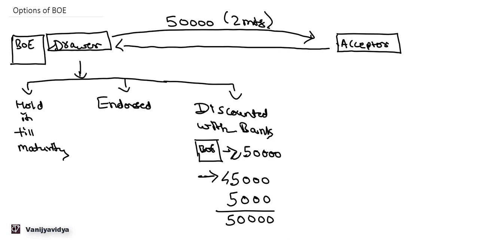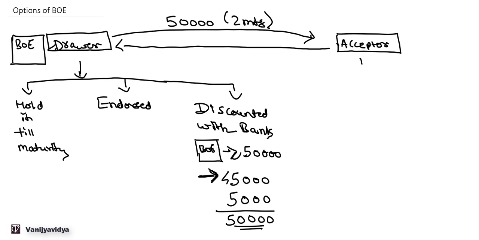The drawer is also okay with it, since instead of receiving 50,000 after 2 months, he is in immediate need of funds and he is receiving 45,000 immediately. Now on the due date, the bank will go to the acceptor, present it for payment, and it will receive 50,000 from the acceptor of the bill. So these are the three options which the drawer has once the bill of exchange is received.